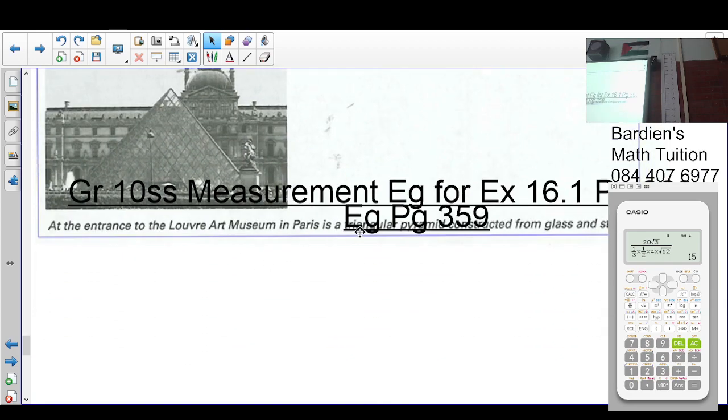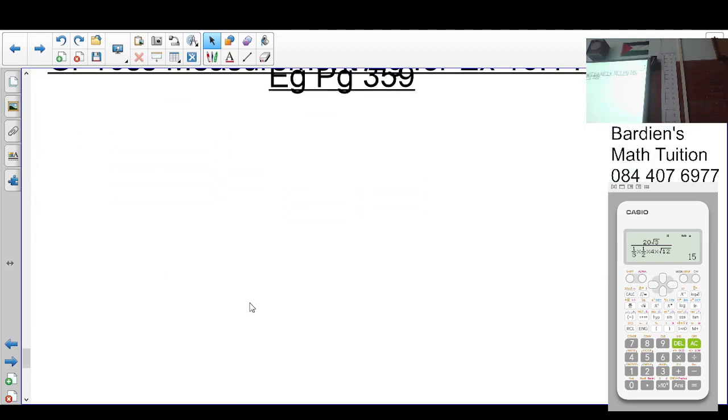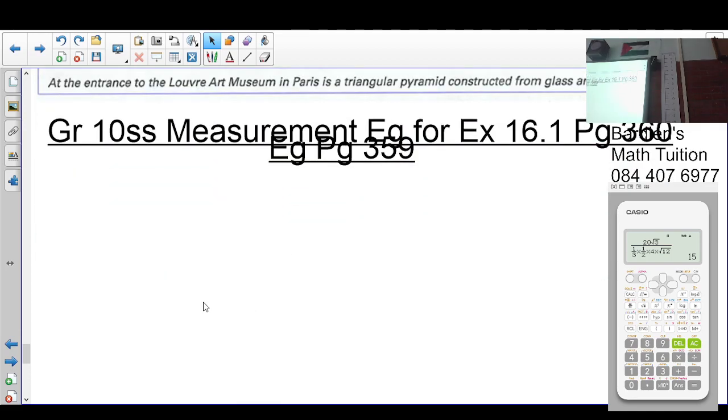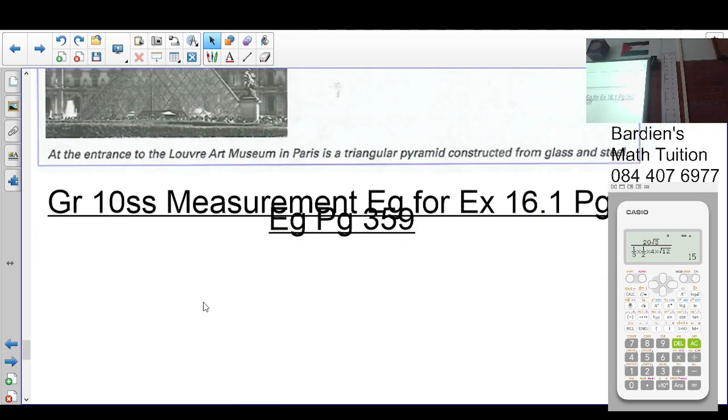Okay, so there's another example here. For that, you should be able to do exercise 16.1. You guys can start with it now. If there are any problems, you can bring them to me. Okay.